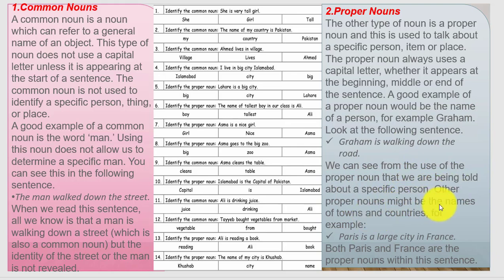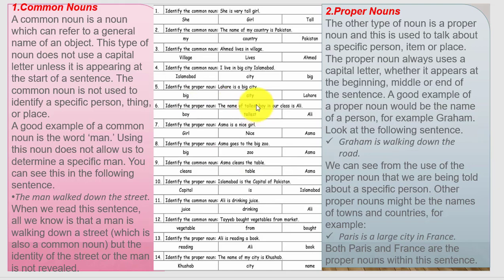Other proper nouns might be the names of towns and countries. For example, Paris is a large city in France. So Paris is a specific noun, a specific city. France is a specific noun, a specific country. So both of them are proper nouns. Paris refers to a specific particular place. France refers to a specific particular place. So both of them are proper nouns within this sentence.